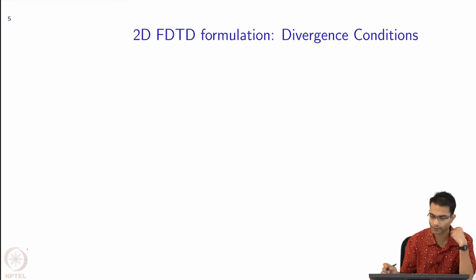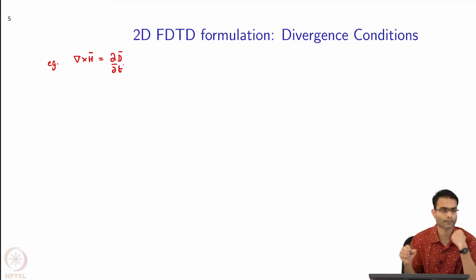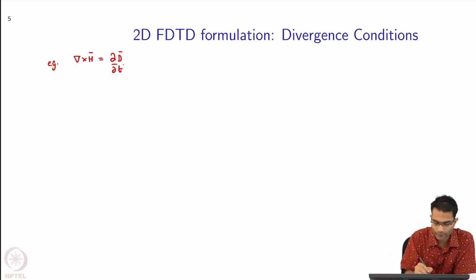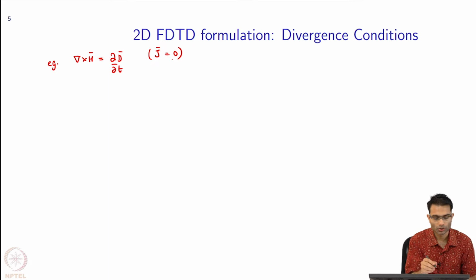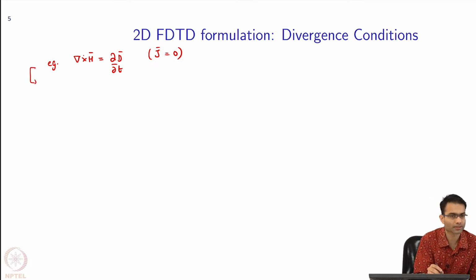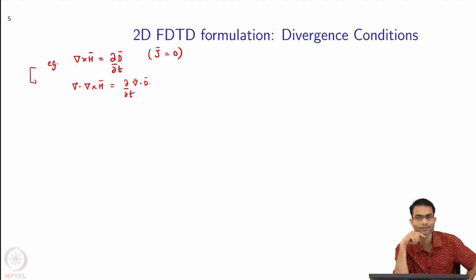Right. So in particular, take an example of one of these equations. Curl of H is equal to dD by dt. We are assuming J is equal to 0 for now, although it is not necessary. Now let us also assume a charge free situation. So if I take a divergence on both sides, del dot del cross H, this would be equal to del dot dD by dt.